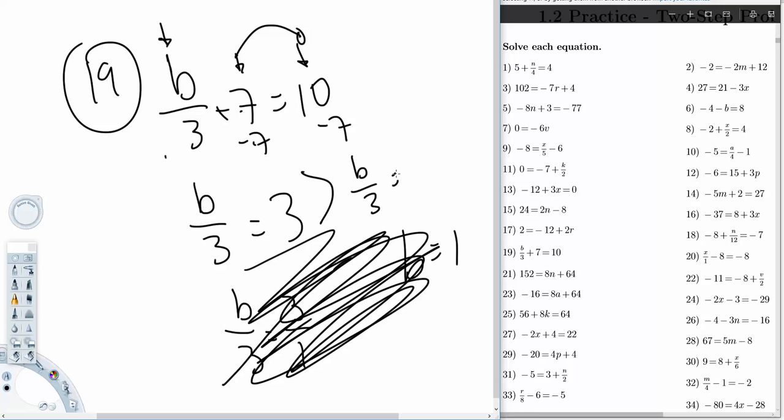b over 3 equals 3. To get rid of this 3 here, this divided by 3, you multiply everything by 3, right? Boy, that's a wrong answer I gave you guys there. It doesn't matter. I always leave my mistakes there so you see that I make mistakes also. So these 3's cancel out. That's b, and 3 times 3 equals 9. Is that the right answer? Yes, it is.